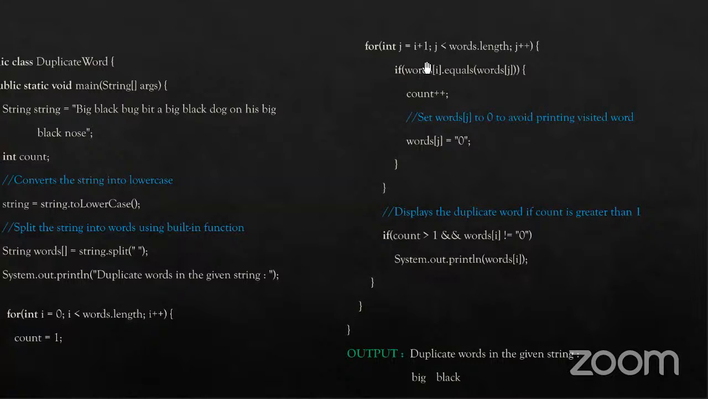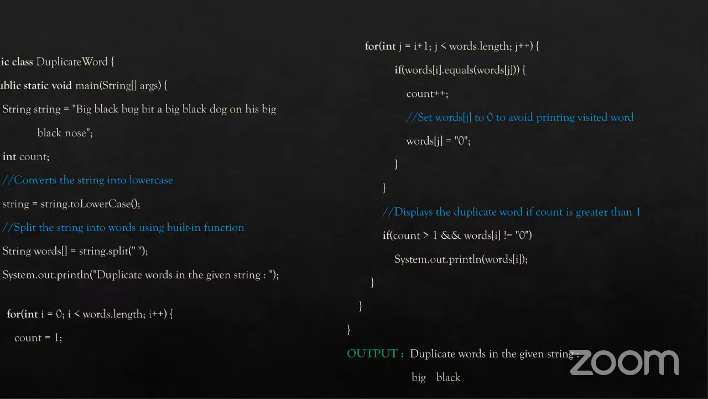And the count is assigned as one, and the j loop is the same thing. Here we are checking words of i dot equals words of j, that is, whether the word in the i loop is equal to the word in the j loop. That is what we are seeking. The equals method is case sensitive and is a boolean method, so it will return true only if the two strings are equal.